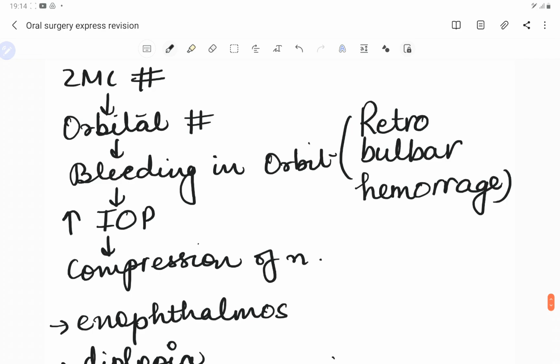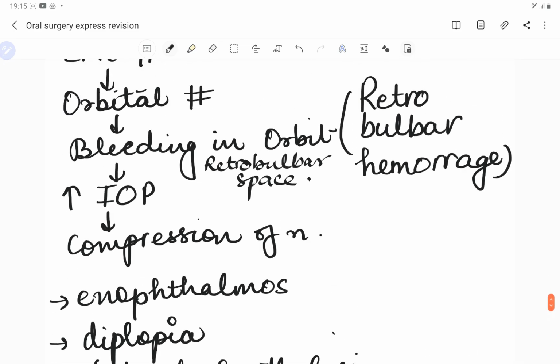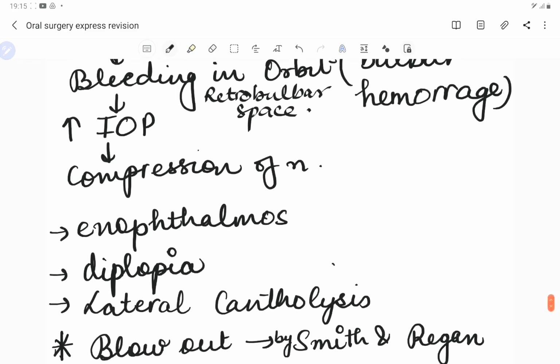And also we have studied that since there is an orbital floor fracture which is associated with the zygomaticomaxillary complex fracture, there is bleeding behind the eye, so bleeding in the retrobulbar space. Because of the injury to the infraorbital artery, there is retrobulbar hemorrhage and increase in the intraocular pressure. So there is compression to the optic nerve, and this can be a life-threatening situation. So it should be treated as early as possible. It should be taken as an emergency consideration.